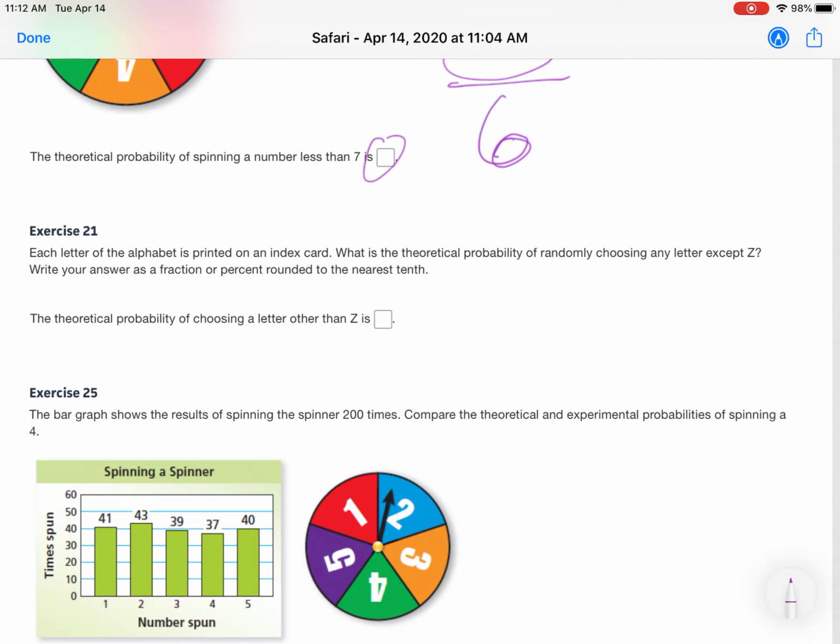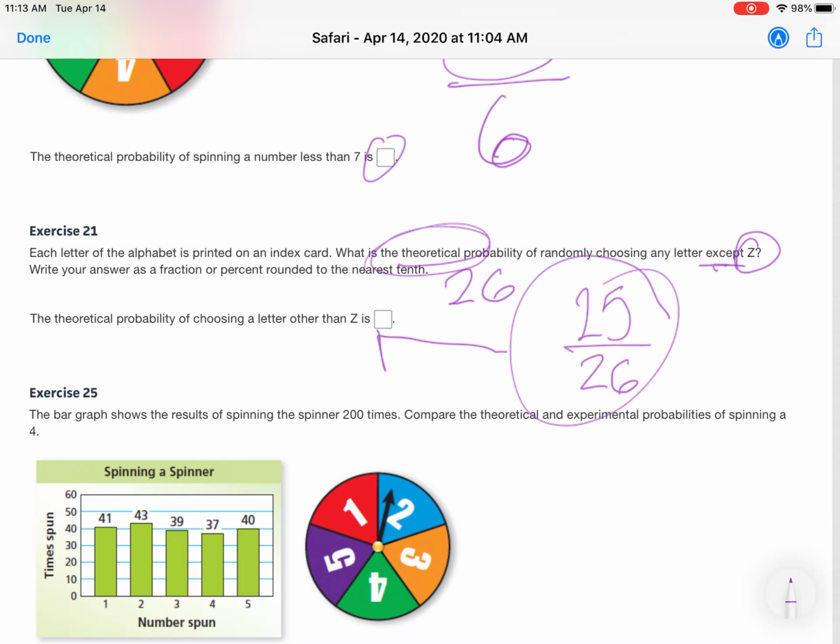Exercise 21. Each letter of the alphabet is printed on an index card. So we have like A, B, C, each on a card. What is the theoretical probability of randomly choosing any letter except Z? Write your answer as a fraction or percent rounded to the nearest tenth. So there's 26 possibilities because there's 26 letters in the alphabet. So that's going to go in the denominator. We're talking about theoretical probability. So not you actually do this, but in theory, what should happen in a perfect world. We want to choose any letter but Z. There's one way to choose a Z, and there's 25 ways to choose a letter that's not Z. So this goes here.